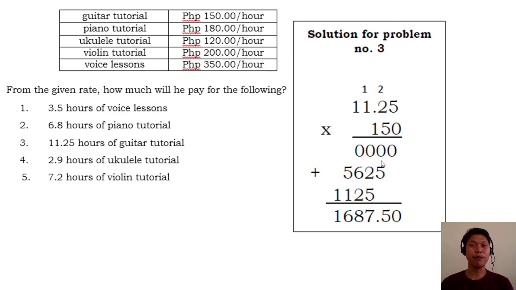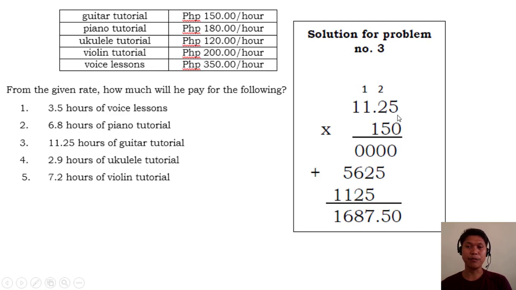Anyway, there is a commutative property of multiplication, changing the order of the factors or the sum, the addends, hindi naman nakaka-apekto sa sum or sa product. So pwede nating apply yon. So pwede nating unahin si 150 or pwede rin natin unahin si 11.25. The same lang ang result. Okay, actually pwedeng mga ma-applyan ng shortcut dito.